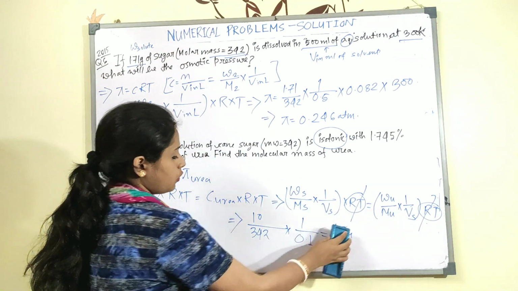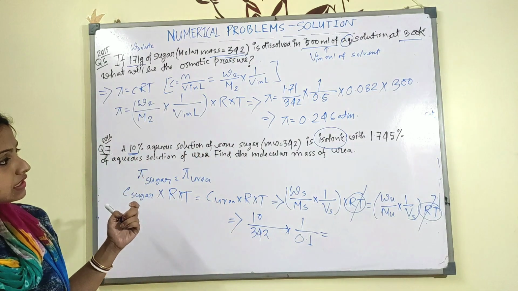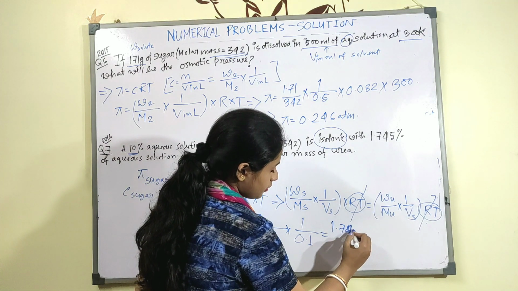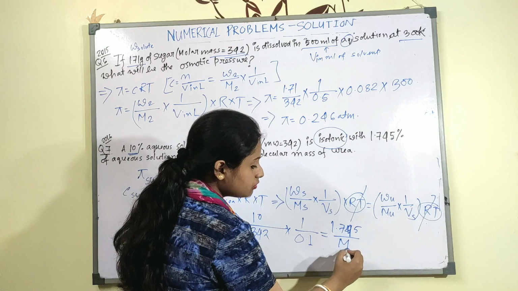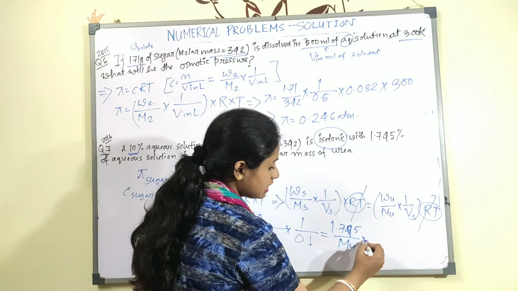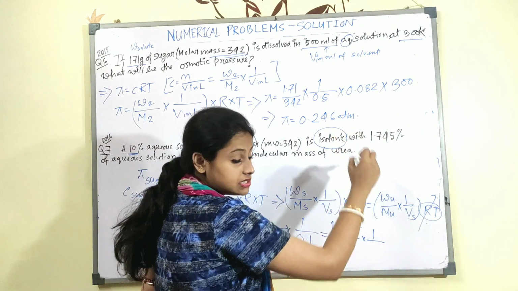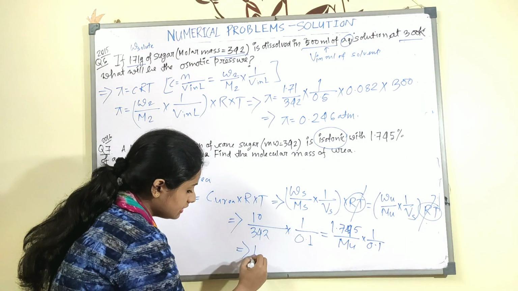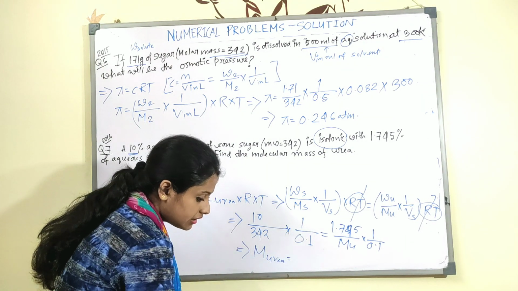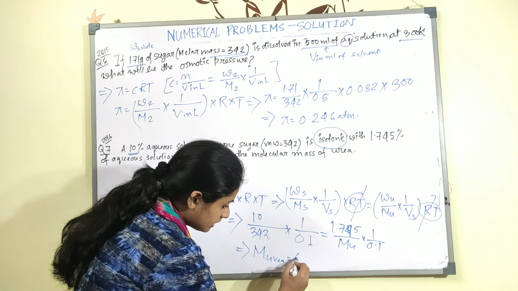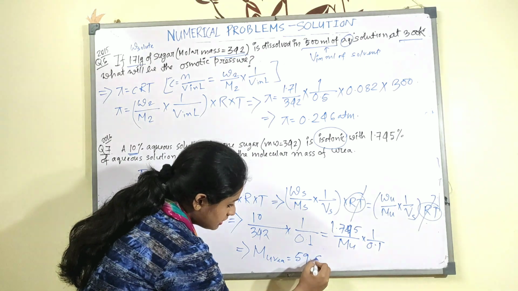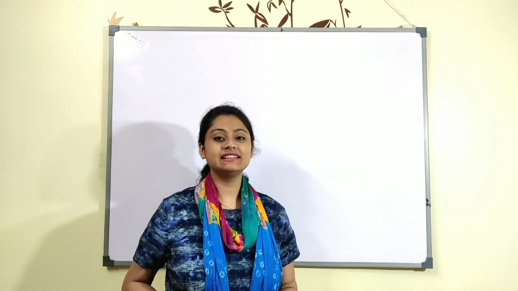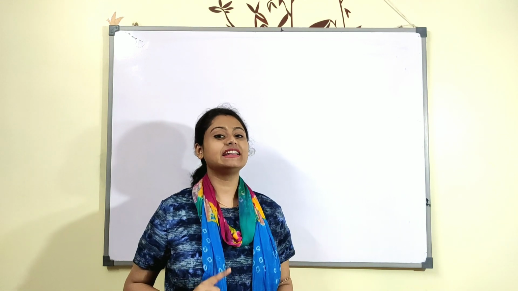Equal to weight of urea, which is provided, 1.745%, so 1.745 divided by the molecular weight of urea, which needs to be calculated, and again the volume, since percentage is given, is 0.1 liter. Now all the data are provided, so the molecular weight of urea can easily be calculated, and it is 59.98 gram per mole.